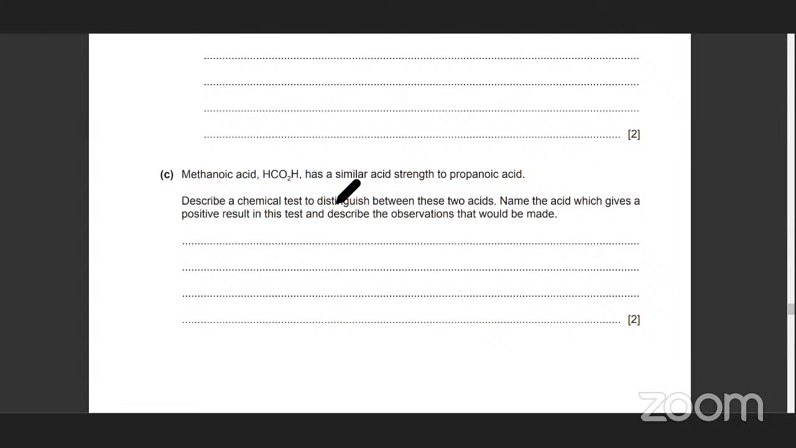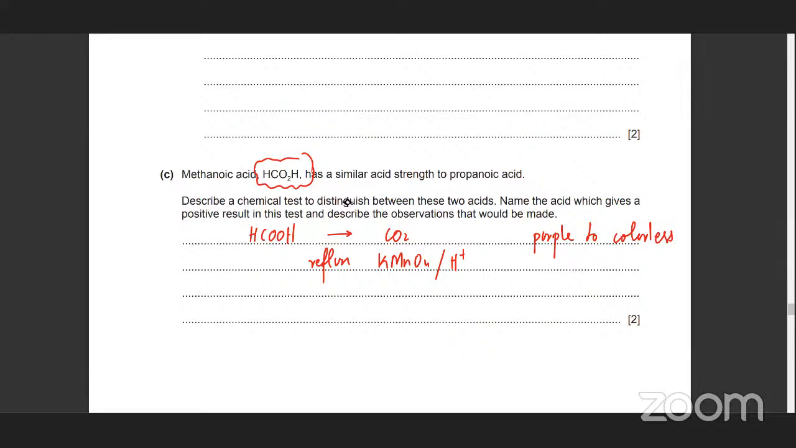Now, one way to distinguish between the two acids is that remember there's just a couple of carboxylic acids that do get oxidized. Methanoic acid can be oxidized to carbon dioxide and water if you reflux it with acidified KMnO4. There's going to be oxidation taking place, and the color would change from purple to colorless.